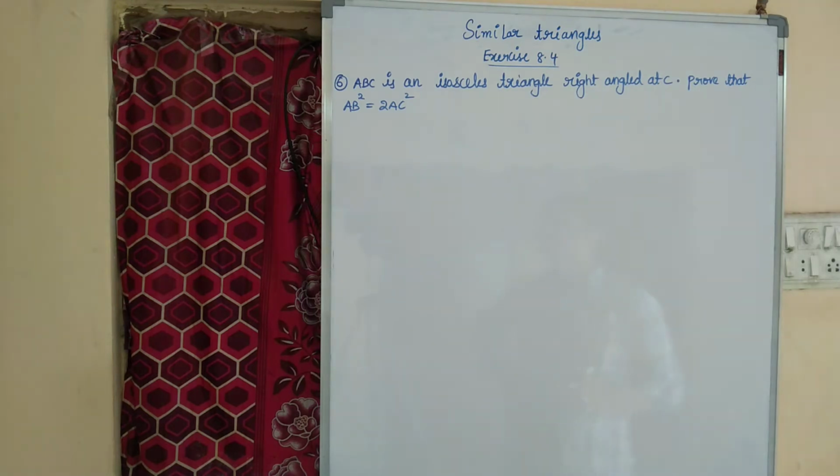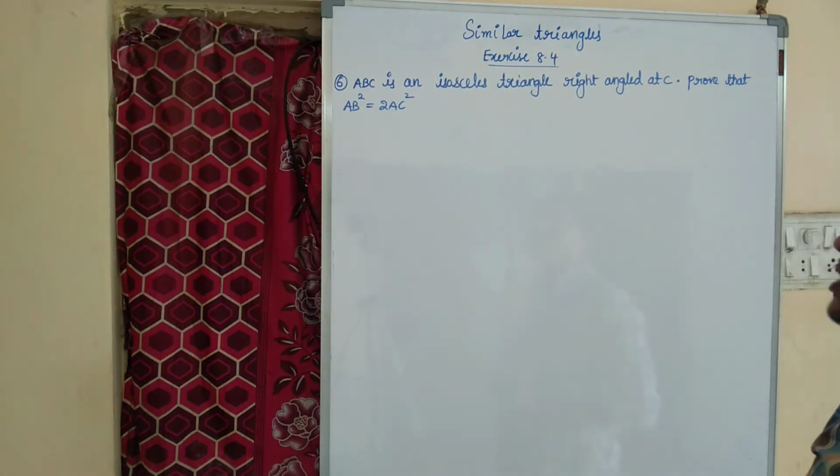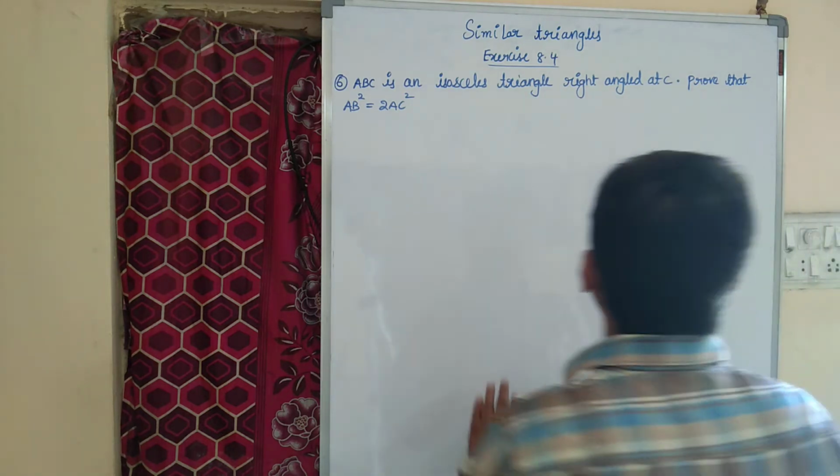Now coming to question number 6. ABC is an isosceles triangle right angled at C. Isosceles triangle.